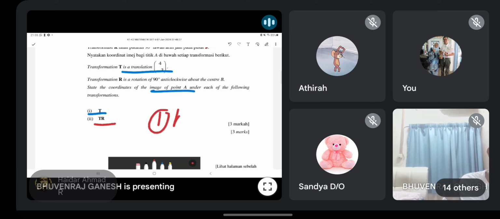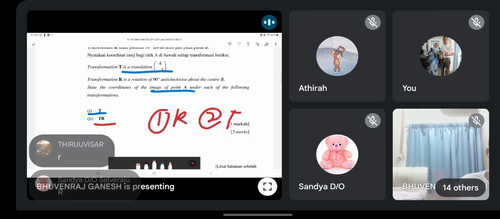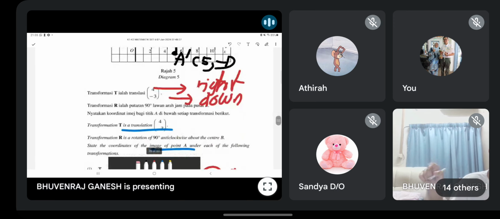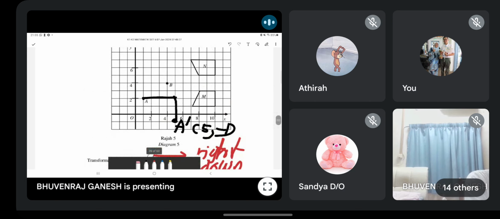Yes, remember. R, then only T. So, R is rotation. Okay, you must know how to do rotation lah for point A. Center B. 90 darjah lawan pusingan jam. Anti-clockwise. You connect. So, guys. Should I draw this one or this one? A atau B? Mana yang betul? Can you tell me? Anti-clockwise, huh? Lawan pusingan jam. Yes, B is the correct one.